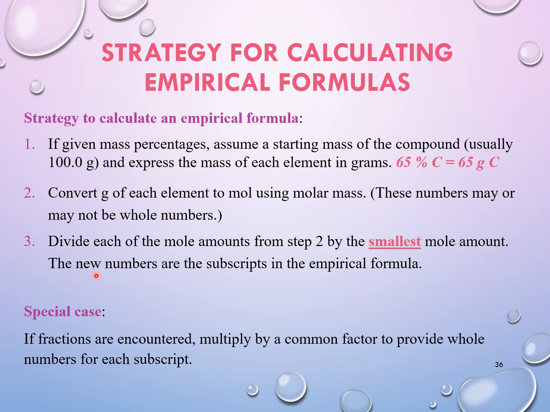So sometimes after you divide, you still have fractions. You will multiply by a common factor to make sure you get whole numbers, because empirical formula, well, it needs to have whole numbers, so you can't keep anything that has fractions in it.